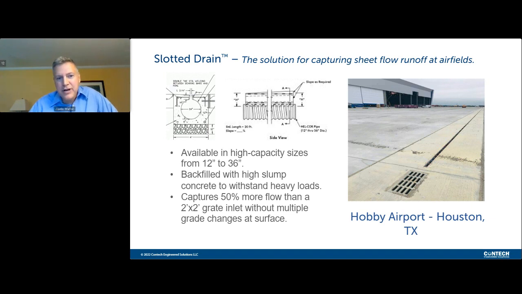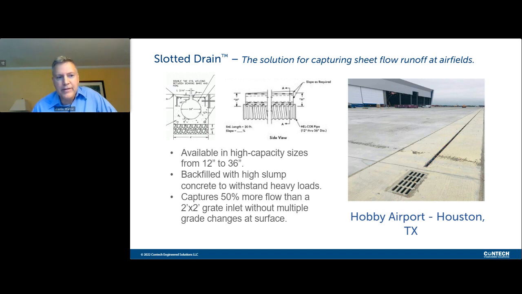This picture on the right is some slotted drain that was installed at Hobby Airport in Houston. And this is at Southwest Airlines' largest maintenance hangar to date. They opened their doors in January of 2020, and they had about 1,600 feet of slotted drain installed to take sheet flow runoff off the apron.